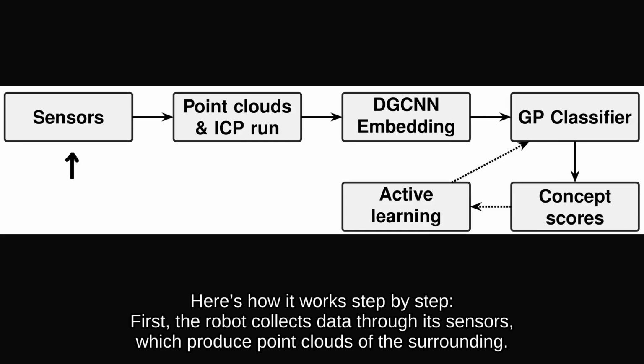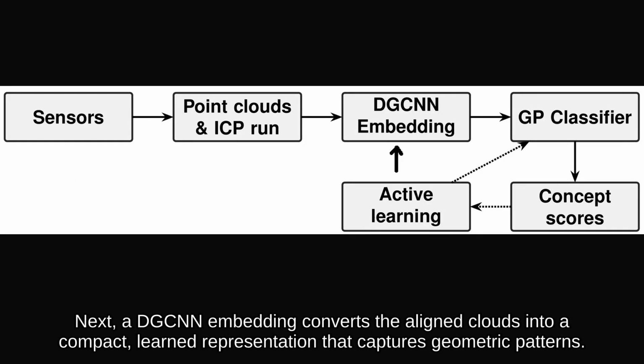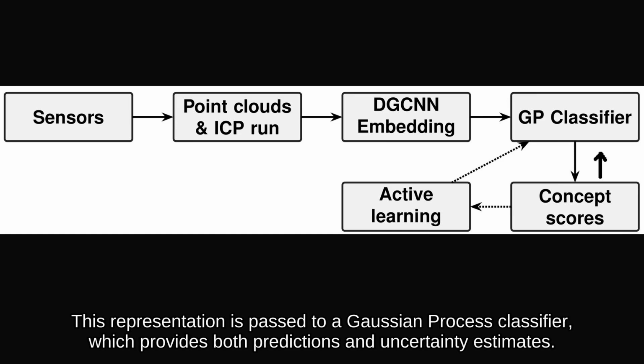First, the robot collects data through its sensors, which produce point clouds of the surroundings. These point clouds are then aligned using ICP. Next, a DGCNN embedding converts the aligned clouds into a compact, learned representation that captures geometric patterns. This representation is passed to a Gaussian process classifier, which provides both predictions and uncertainty estimates.